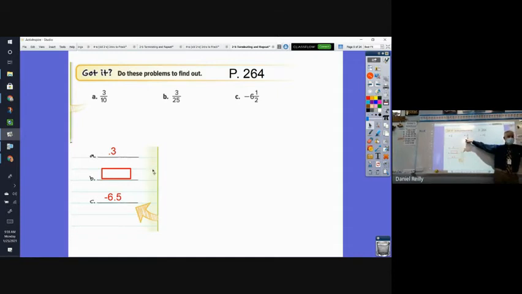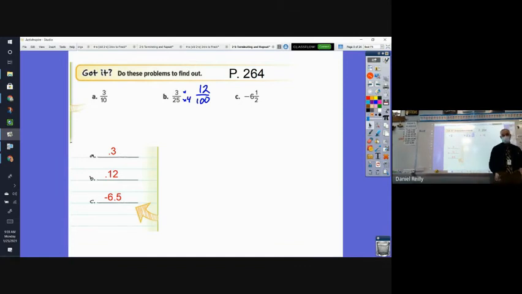3/25 as a decimal without using your calculator? Denny? 0.15. Close. Okay, how did you try to get this to, can you make this 25 a 100? By doing what? Multiplying by 4, okay? So if I multiply this by 4 to get 100, what do I have to do to the top? Multiply by 4, and I don't get 15, I get 12, okay? So 3/25 is 0.12.